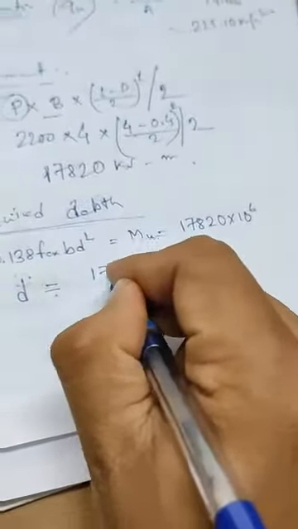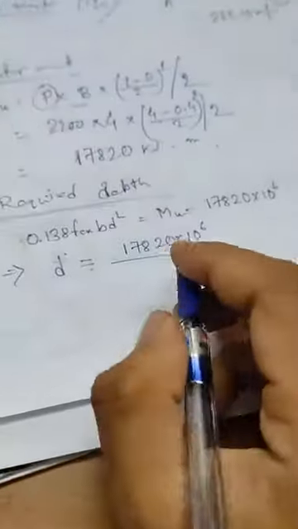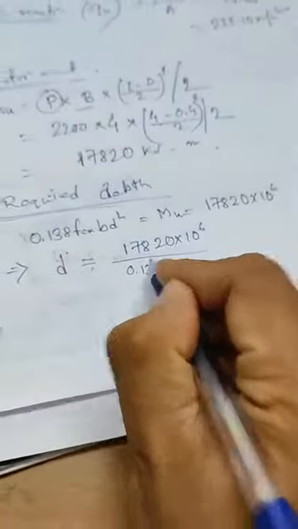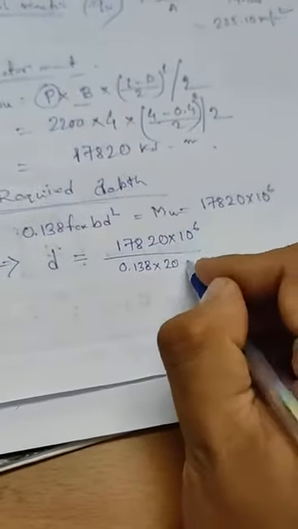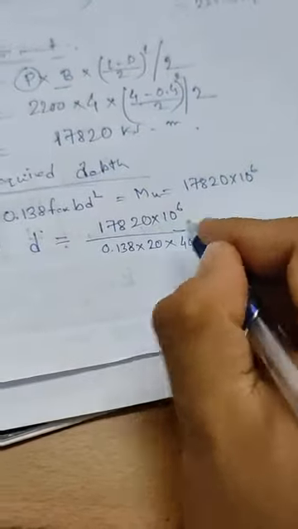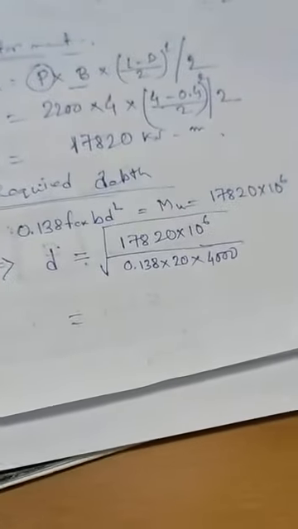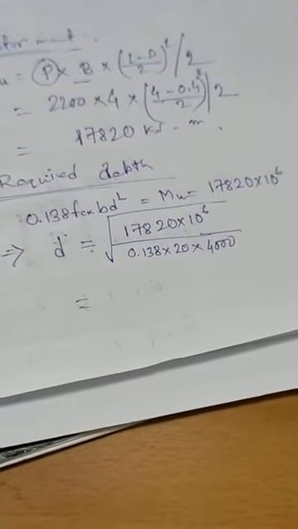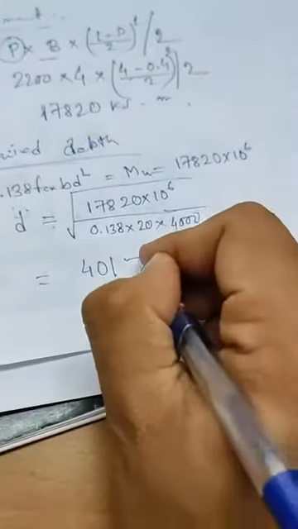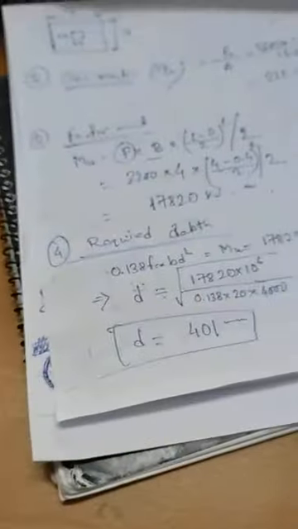how much? 17820 into 10 to the power 6 divided by 0.138 into fck, which is 20, and B value is 4, that means 4000, all under root. Okay, so if you calculate this, you can get the value of your d as 401 millimeter. So this is your effective depth of the footing, right?